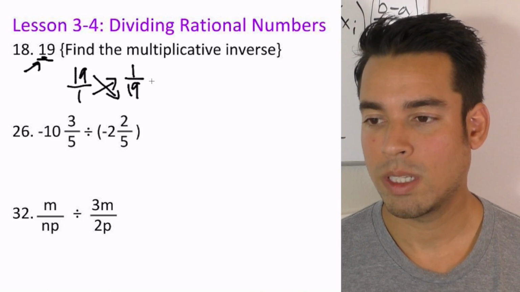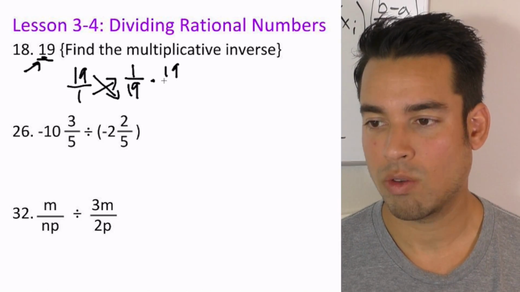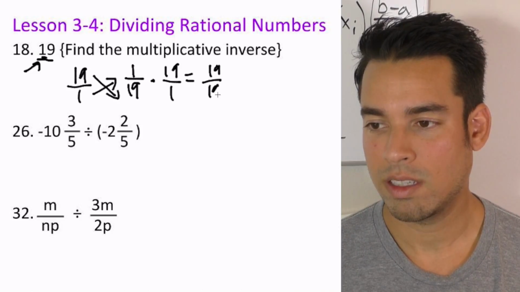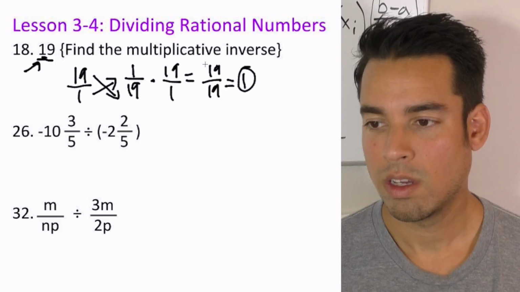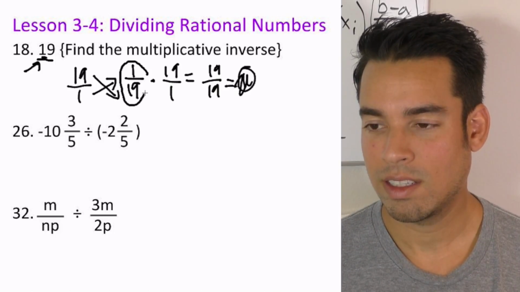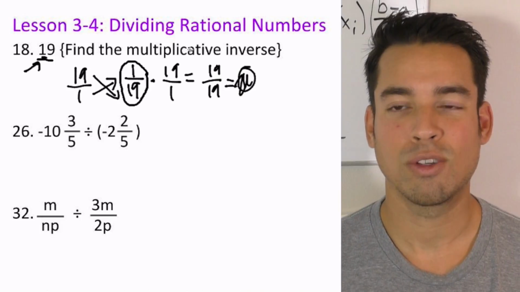And we know that's true because if we multiplied this by 19 over 1, we'd end up getting 19 over 19, which equals 1. So actually 1's not our answer. 1 over 19 is the multiplicative inverse.